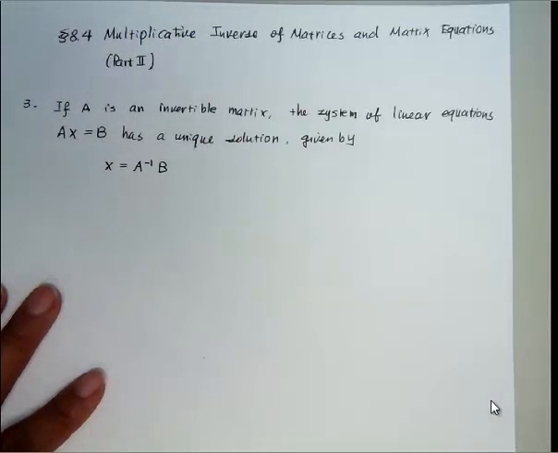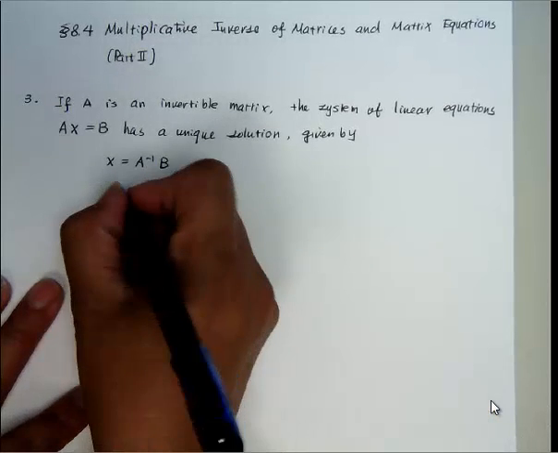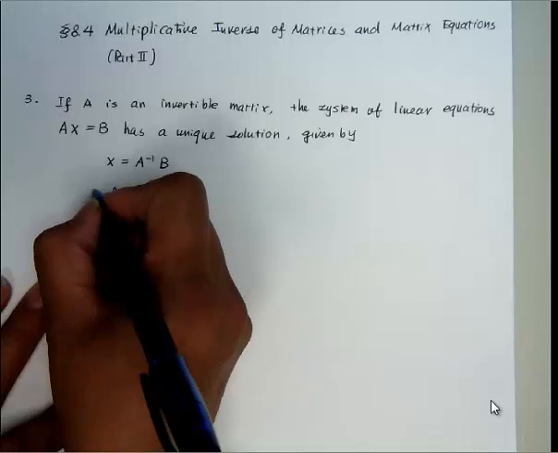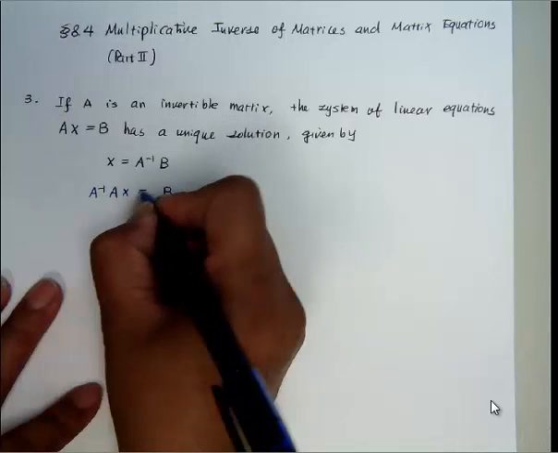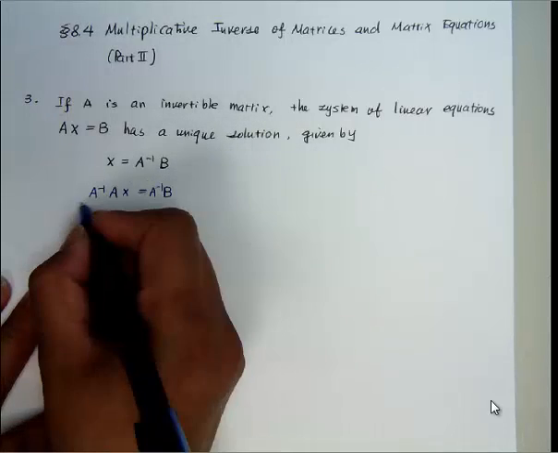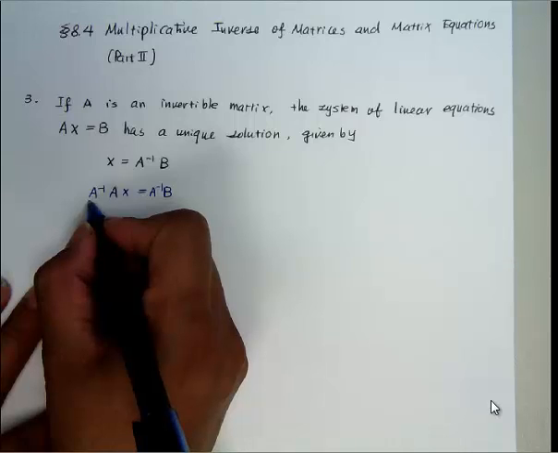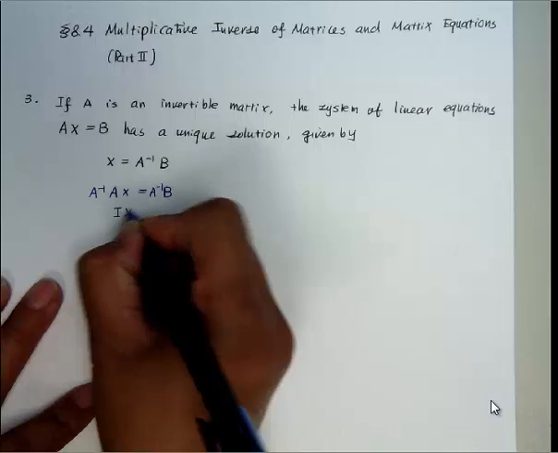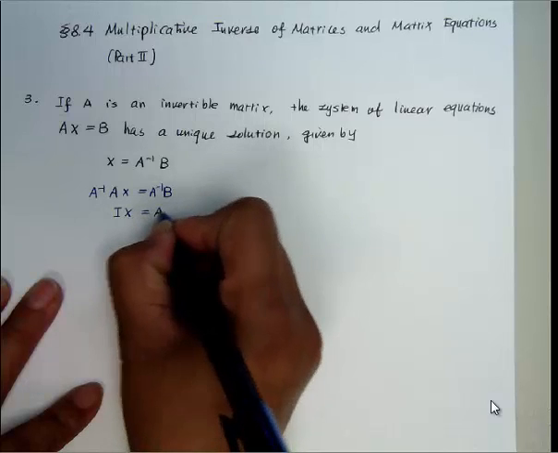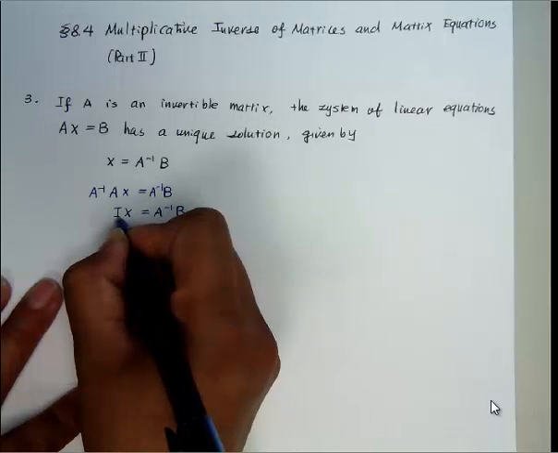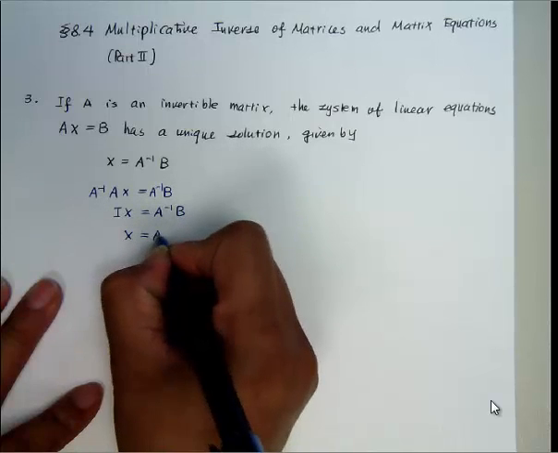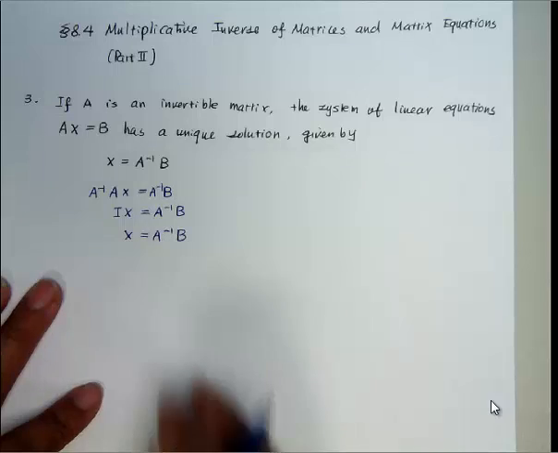Let's take a look at where this one comes from. Think about AX equals B. If I multiply both sides of the equation by the inverse of A, remember the definition of inverse: A inverse times A is the identity matrix. So identity matrix times X equals A inverse B. And any matrix times the identity matrix is the matrix itself. So X equals A inverse times B.